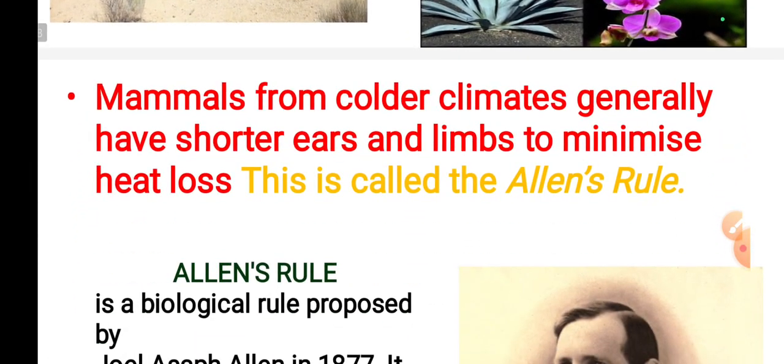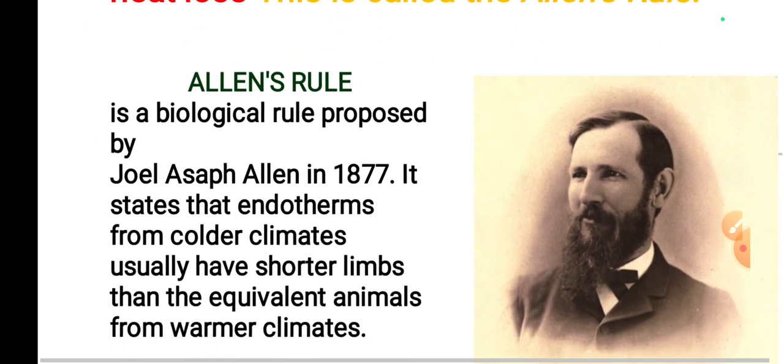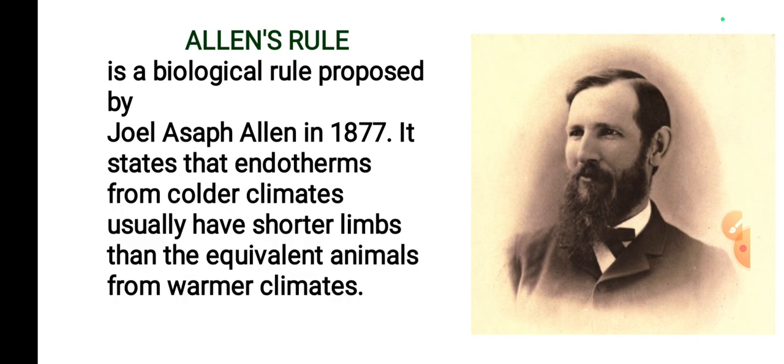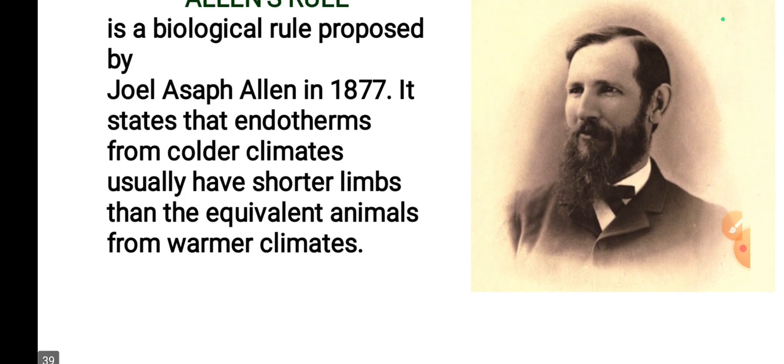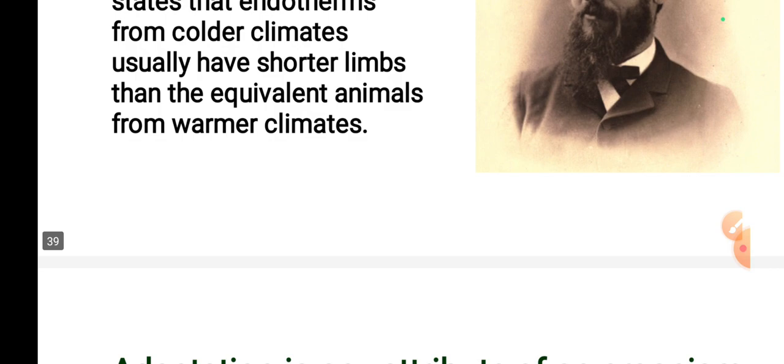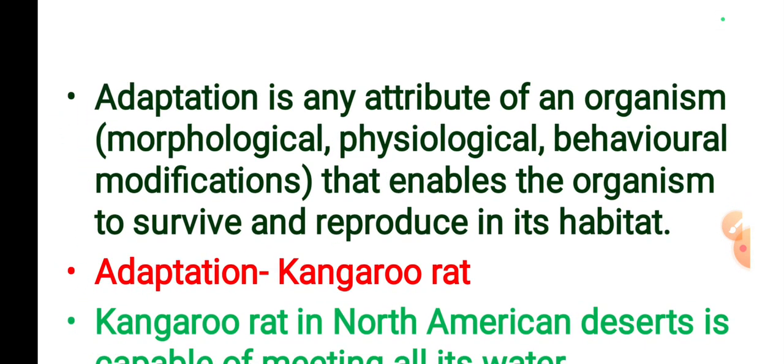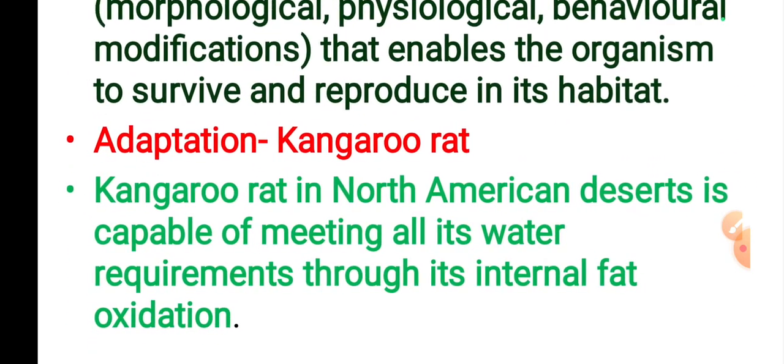Next, mammals from colder climates generally have shorter ears and limbs to minimize heat loss. This is called Allen's rule. Allen's rule is a biological rule proposed by Joel Asaph Allen in 1877. It states that endotherms from colder climates usually have shorter limbs than the equivalent animals from warmer climates. Adaptation is any attribute of the organism, morphological, physiological, or behavioral modification, that enables the organism to survive and reproduce in its habitat.